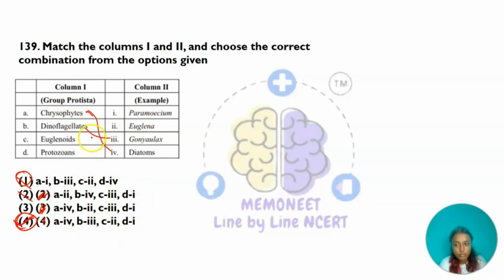The example of euglenoids will be Euglena, and for protozoans, the example will be Paramecium. So the correct answer to this question is option 4. Let's move on to the next one.